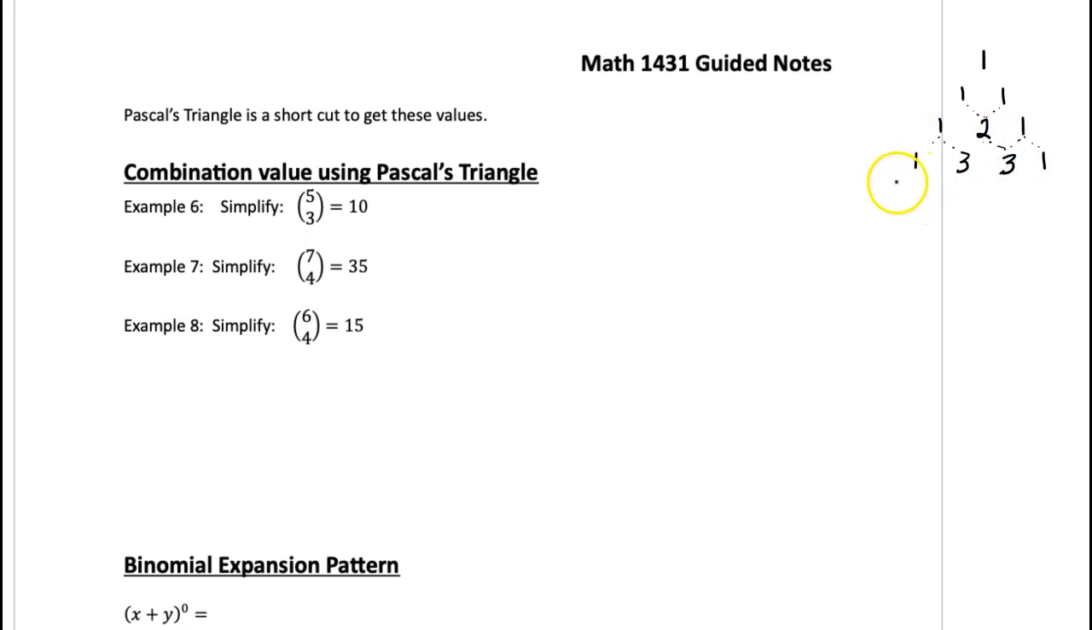I'm going to do a couple more rows. I'm going to branch out the ones. And then here the 1 plus 3 is going to make a 4. In the middle, we have a 3 plus a 3 to make a 6. A 3 plus a 1 to make a 4. And then that 1 at the end that we branched out. I'm going to go ahead and show a few more rows. 1, here we would get a sum of 5, a sum of 10, a sum of 10, a sum of 5, and then that 1 that branched out.